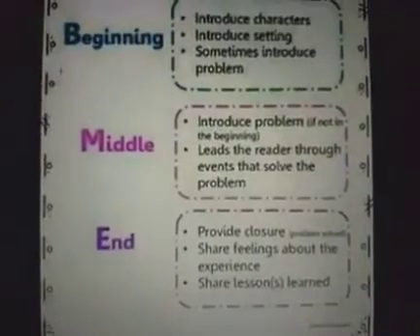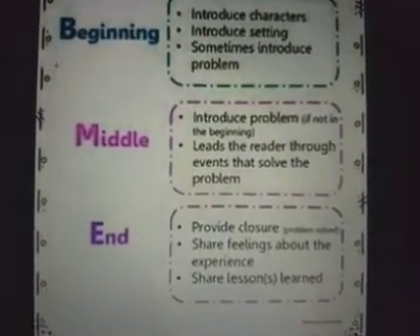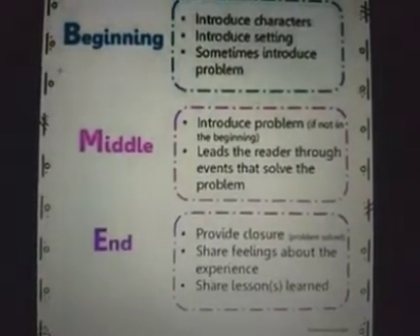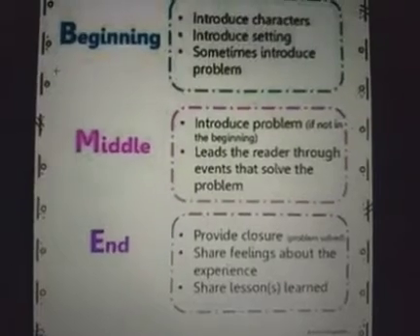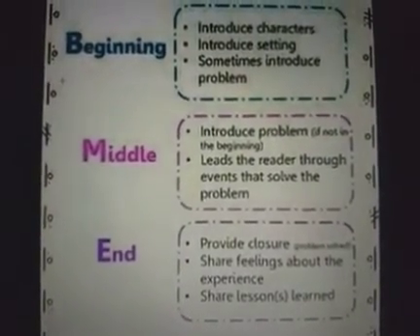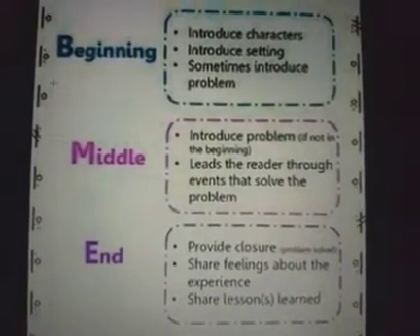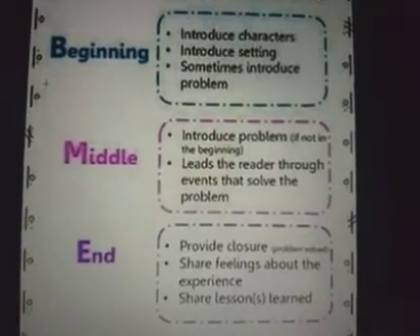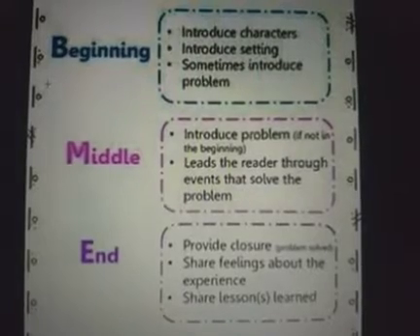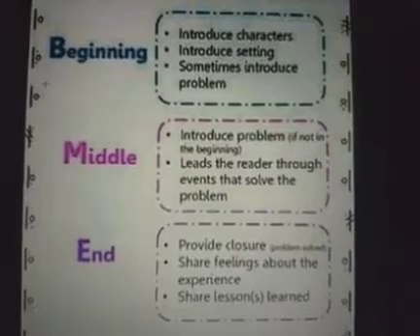Now let us see what is included in the beginning of a story, in the middle of a story, and at the end of a story, and how the three parts are divided. So in the first part, that is the beginning of the story, the writer introduces the main character of the story. The main character is introduced in this part, and also the setting is introduced.